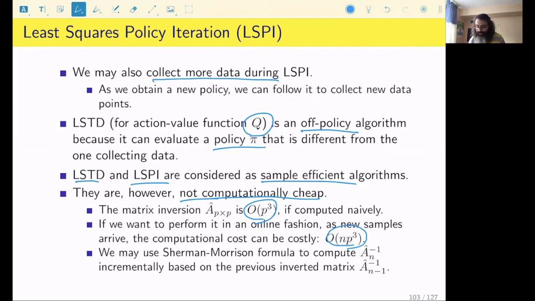There is this Sherman-Morrison formula, with which we can compute A inverse incrementally based on the previously inverted matrix, A hat inverse at step n-1, the previous step. And the order of computation becomes P squared instead of P cubed at each iteration. So this is better. I'm going to talk about this Sherman-Morrison later, but not in the LSTD case.